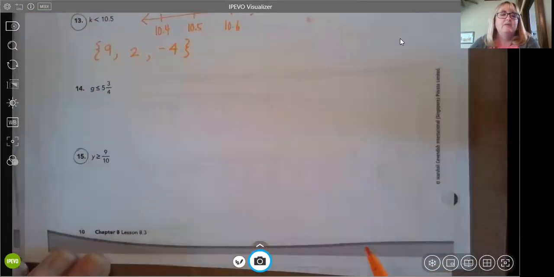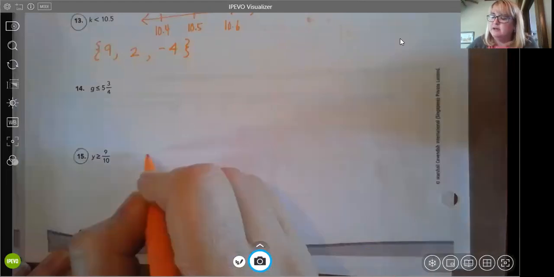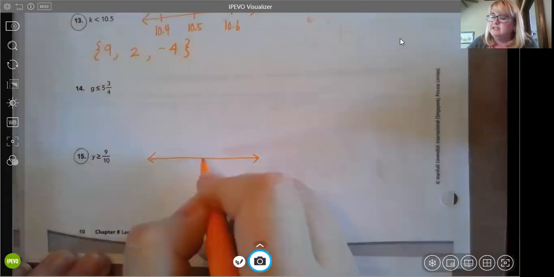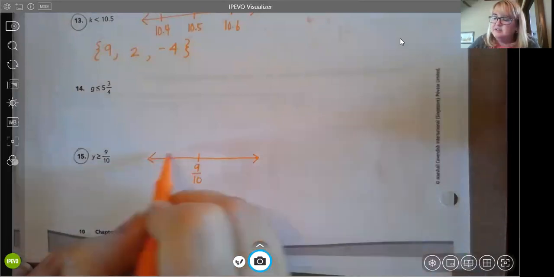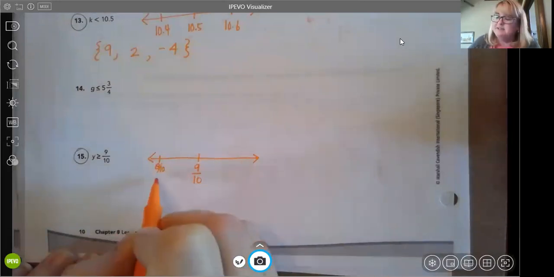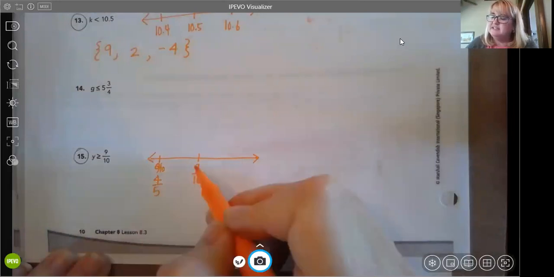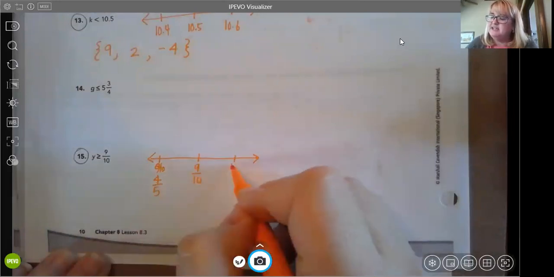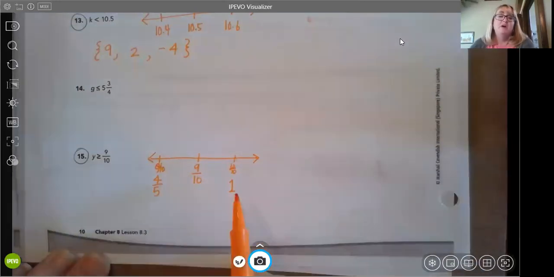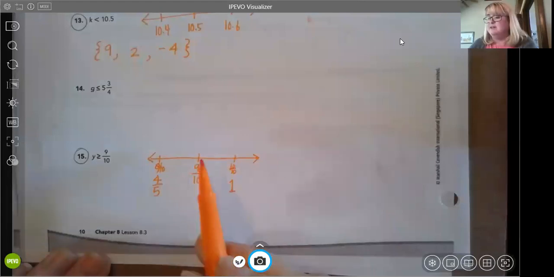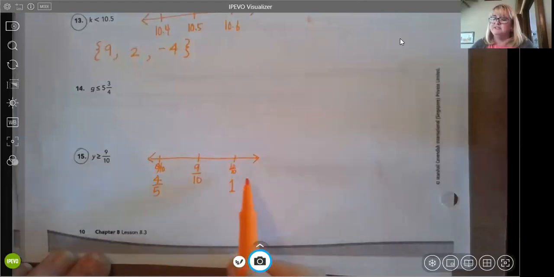y is greater than or equal to 9/10. All right, we're dealing with tenths. So my target is 9/10. Below 9/10 would be 8/10, but 8/10 can be simplified. So this would be 4/5. 8/10, 9/10, this would be 10/10, but 10/10 is the same thing as 1. Okay, so we got 4/5, 9/10, 1. Or 8/10, 9/10, 10/10, but we wrote these in simplest form.